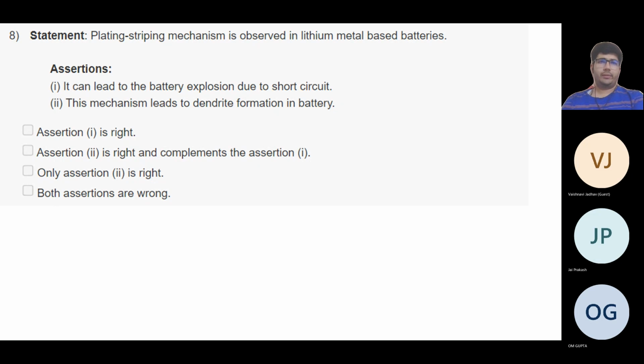So think about the lithium based batteries in which we have also talked about dendritic formation. Maybe that can help you. Option 1 is correct. Option 2 is also correct. Assertion 1 is right. Assertion 2 is right and complements assertion 1. Okay. Let's wait one more minute if anybody else wants to answer.